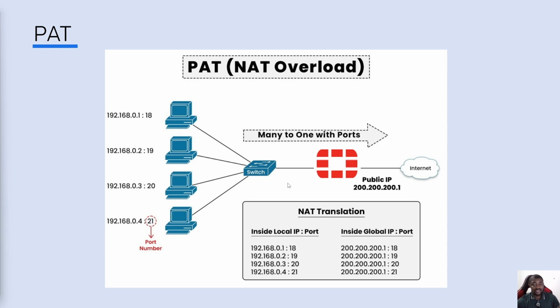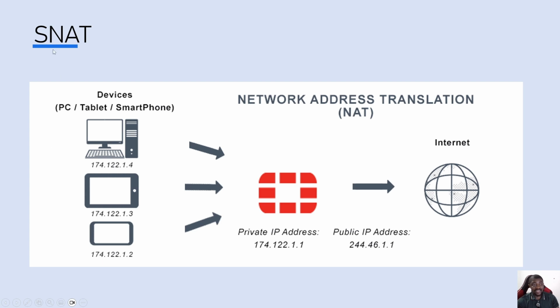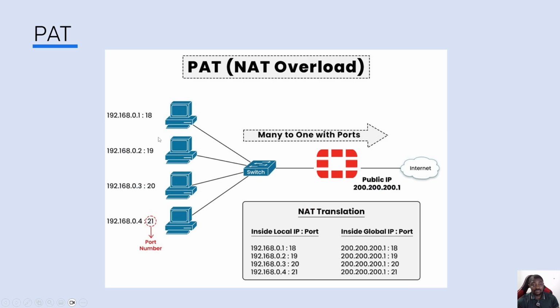It means here we are not like in the previous one, SNAT, where we had only a translation between one private IP and one public IP. Here we have multiple private IP addresses translated into one public IP, and this is differentiated with the port number. So that's the main difference between the SNAT and the PAT.